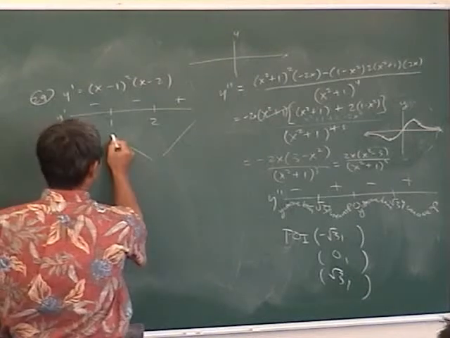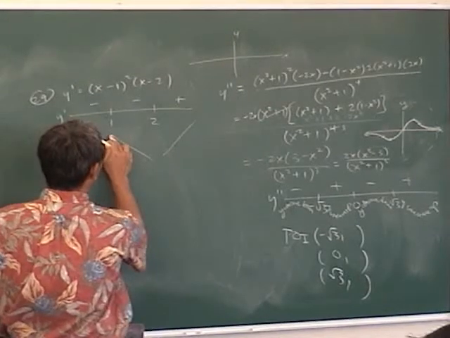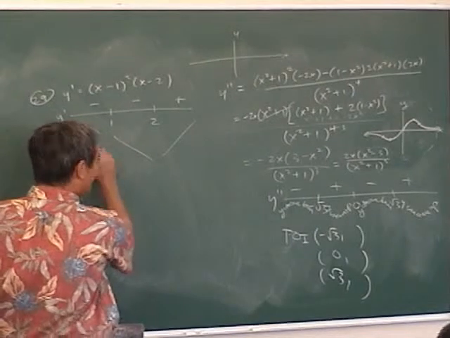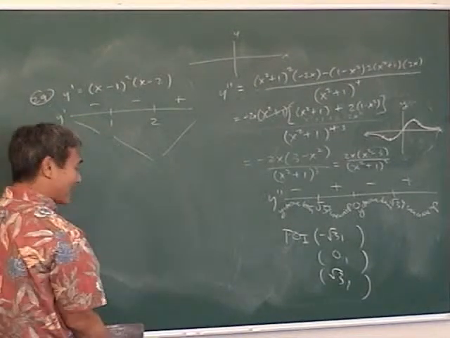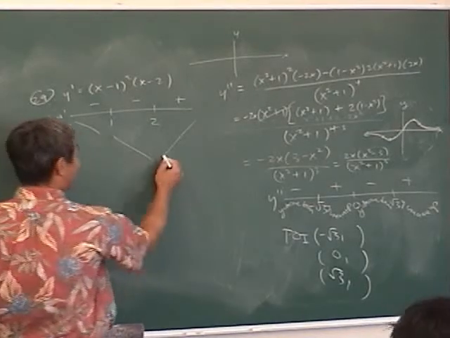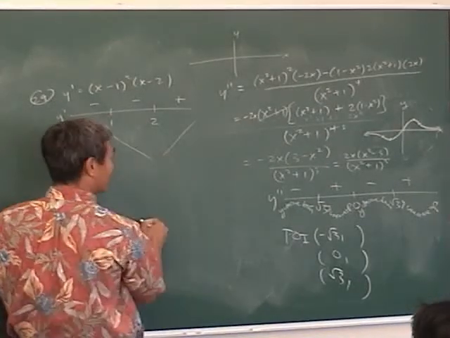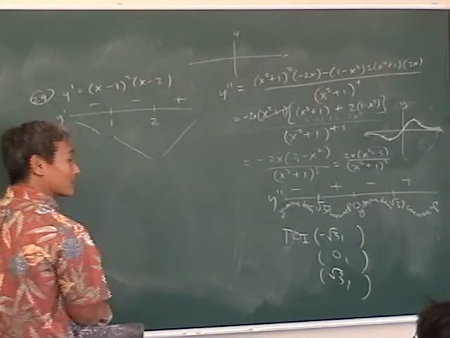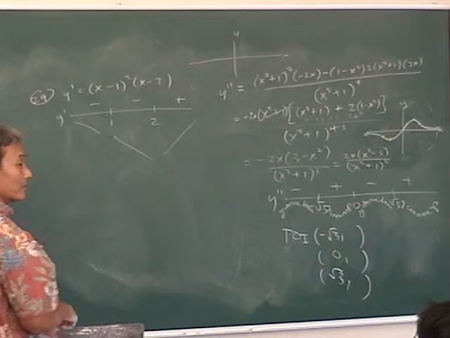So, what's at 1? Is this a max or a min? Or neither? If a graph goes downhill, and then it goes downhill some more, is there a max or a min there? No, there's nothing. There's nothing at x equal 1. What about at x equal 2? If the graph goes down, and then it goes back up, that's a minimum. So there's a relative min at x equal 2.